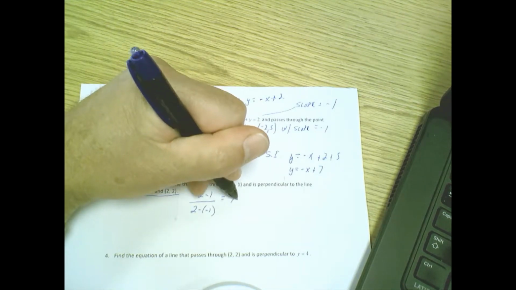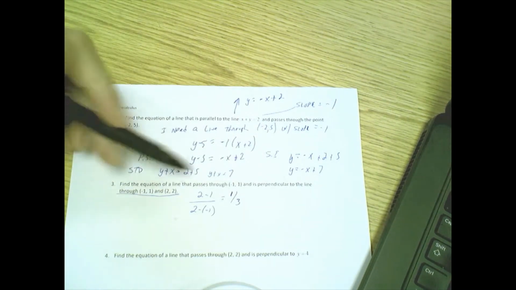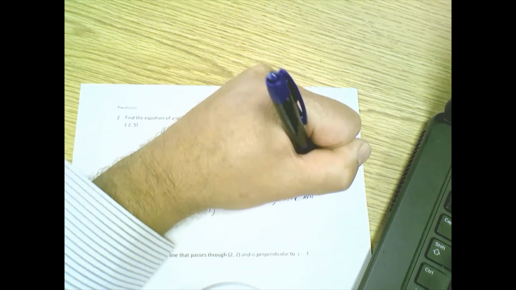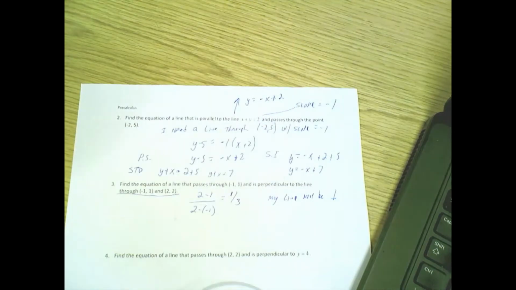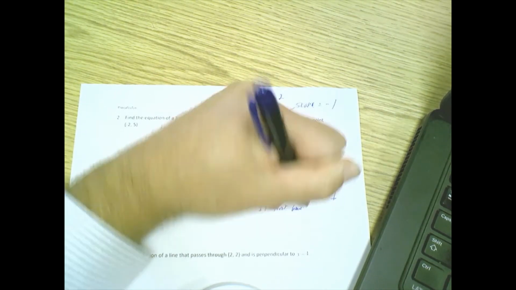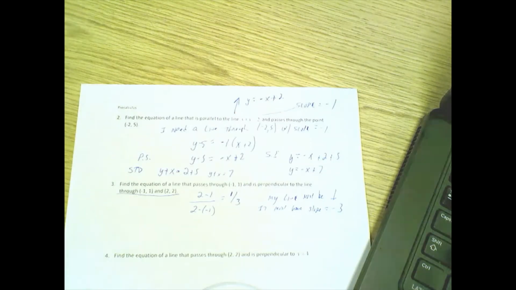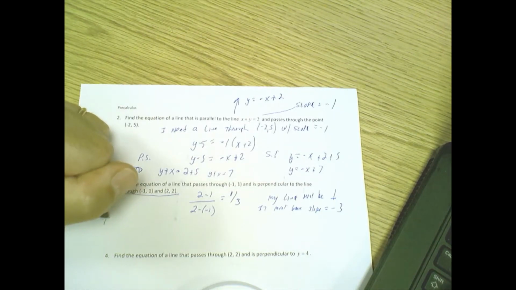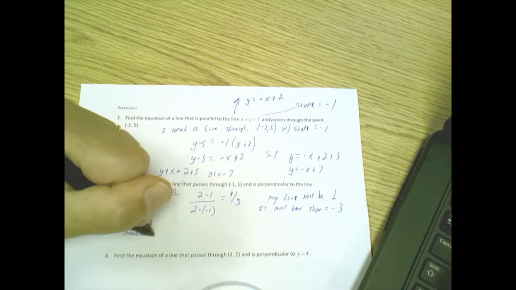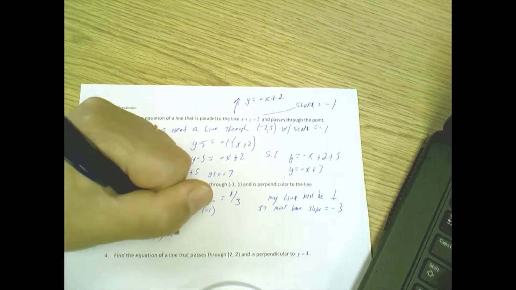The slope of this line is 1/3. My line needs to be what? My line must be perpendicular. There's a perpendicular symbol to that. So it must have a slope equal to -3, the negative reciprocal. So I want the equation of a line through -1, 1 with slope equal to -3.